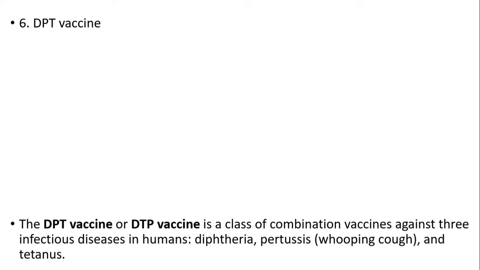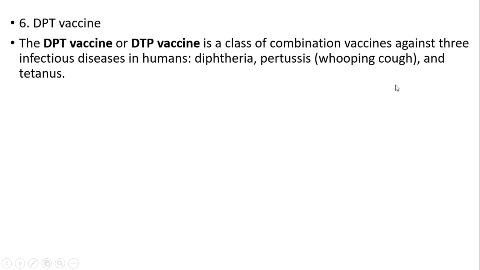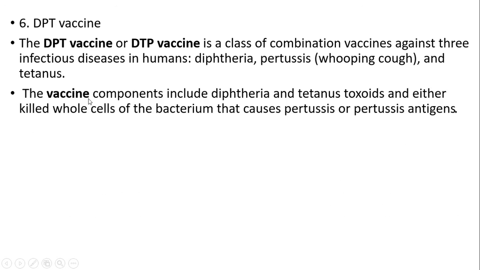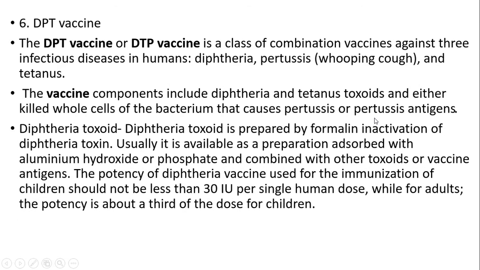The DPT vaccine. The DPT vaccine is a class of vaccines which protect against diseases in humans like diphtheria, pertussis or whooping cough, and tetanus. The vaccine components include diphtheria and tetanus toxoid and either killed whole cells of the bacterium that causes pertussis or pertussis antigens.